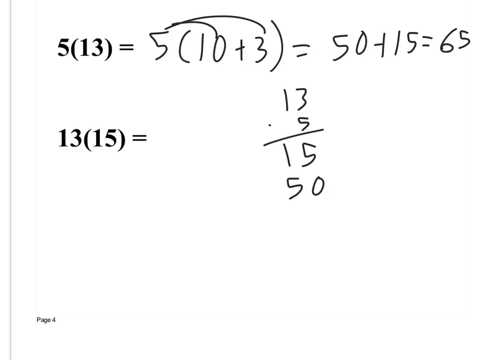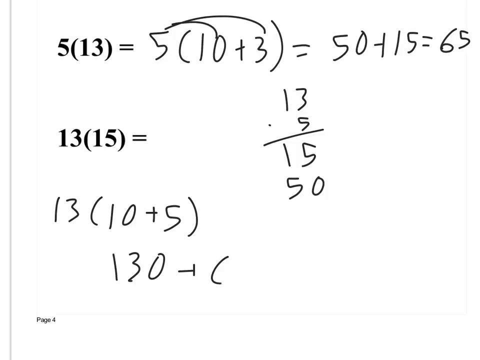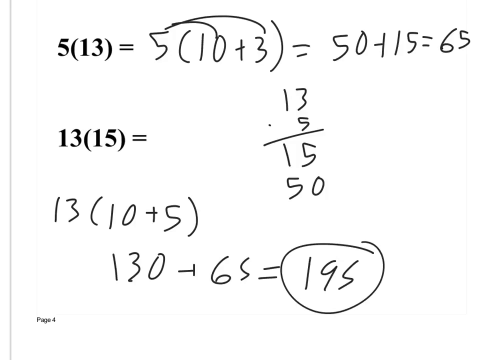13 times 15, I would do 13 times 10 plus 5. 13 times 10 is 130. 13 times 5 is 65. You add those, you get 195. That's what you're expected to do in the show, okay, if it says to justify your answer using distributive property, okay? I don't care if you actually find it in your head and you work it out after, okay? It'd be fine if you just worked it out this way.